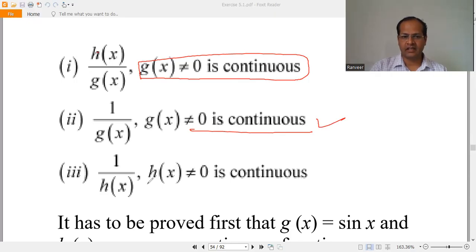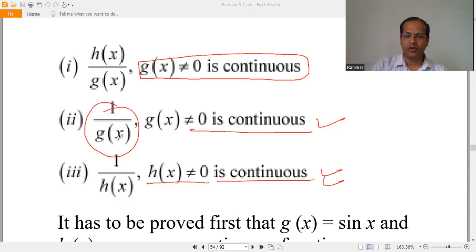And 1/h(x), this is also not equal to 0, it is a continuous function. So the reciprocal function is continuous except at the particular point where g(x) is 0. So g(x) should not be equal to 0. This is the only condition.